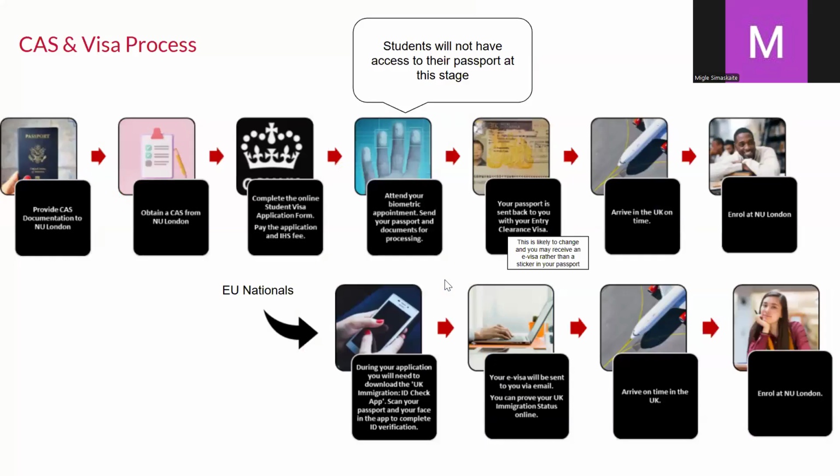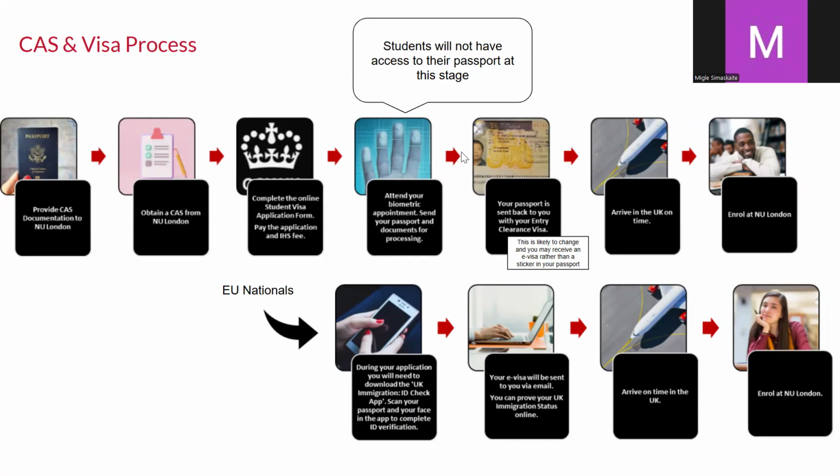Now, in this slide, we have a brief explanation of the process. So you will first provide your CAS documentation to NU London, which will then lead you to obtaining a CAS. You will then have to complete the online student visa application form and pay the application and the immigration health surcharge fee. You will then need to attend your biometrics appointment and send your passport and documents for processing. Now, at this point, you may have to surrender your passport for processing.